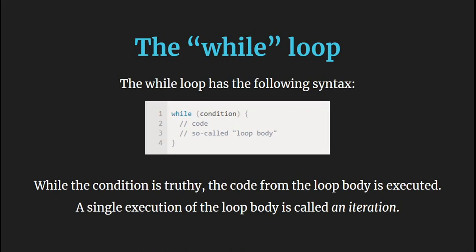While the condition is truthy, the code from the loop body is executed. A single execution of the loop body is called an iteration. If you execute one time, it is called an iteration. If you execute two times, that is two iterations. The same way 3, 4, 5, 6, 10 iterations, 20 iterations, it goes on like that.